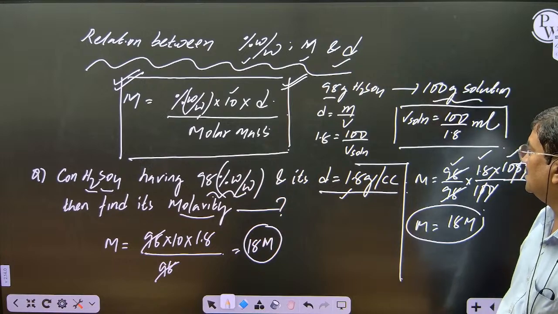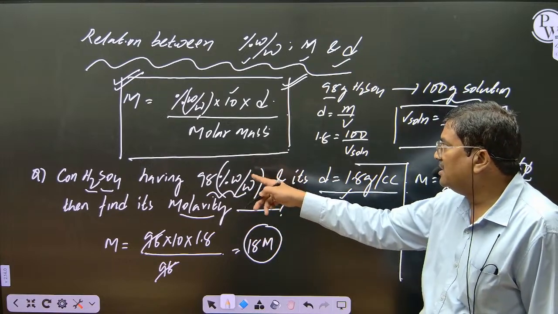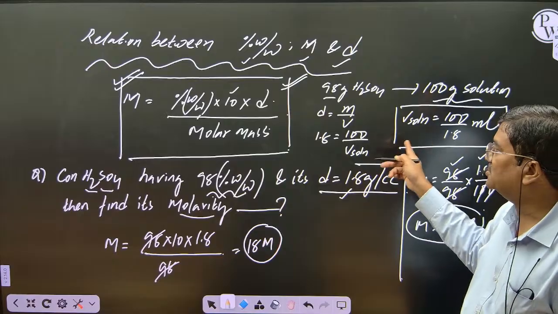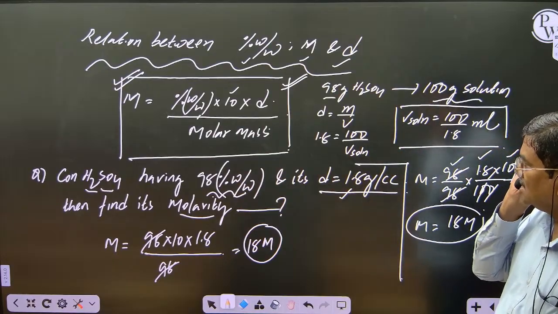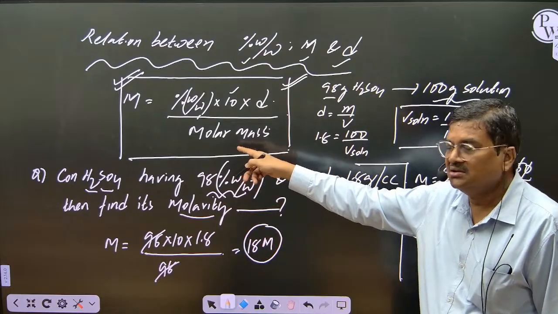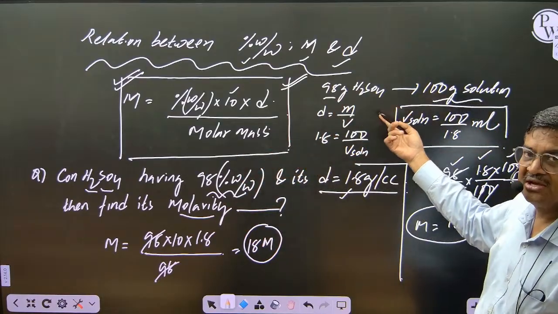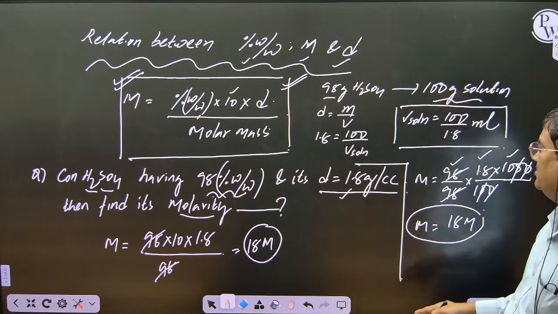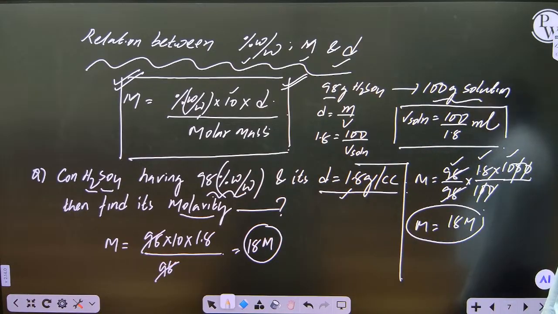Copy this. You copy both: the direct formula we can apply, or you can do it in this approach. From a school point of view, competitive point of view, you can apply the direct formula. But in subjective pattern, you have to show how we got 18 molar.